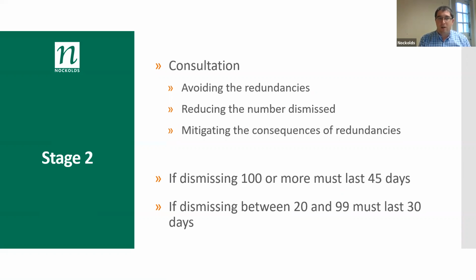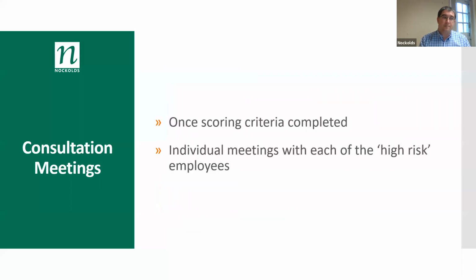Now, if you're a large employer, you're looking to dismiss a minimum of 100 people, then that consultation must last a minimum of 45 days. If you're looking to dismiss between 20 and 99, it must last a minimum of 30 days. But those are only minimums. They can go on for a bit longer if needed and if they are constructive.